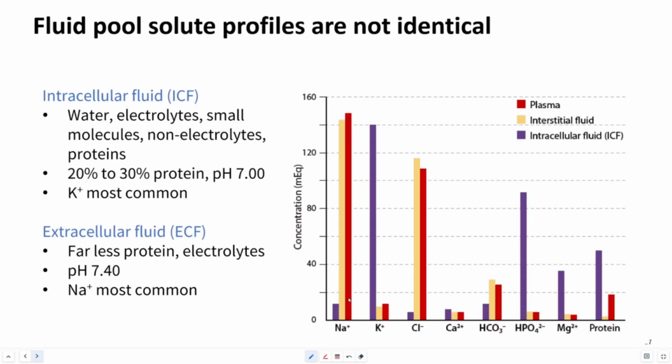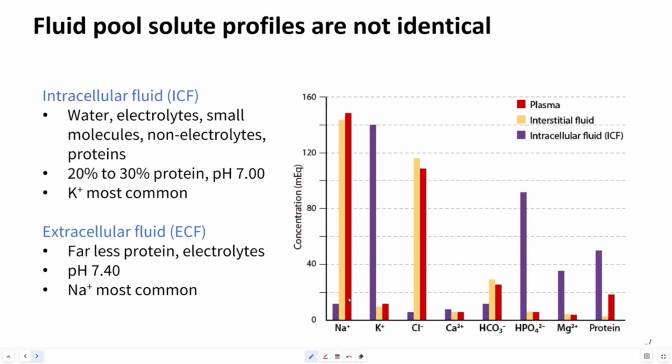Many systems influence fluid balance, including the digestive, cardiovascular, lymphatic, integumentary, respiratory, urinary, nervous, and endocrine systems. Here's a snapshot of the fluid pool and the solute profiles. In the ICF, the water, electrolytes, and small molecules, as well as non-electrolyte proteins, are found. It is 20% to 30% protein with a pH of ideally about 7, and the highest amount of ion is going to be potassium. In the ECF, there's far less protein and fewer electrolytes, the pH is about 7.4, and sodium is much more common.